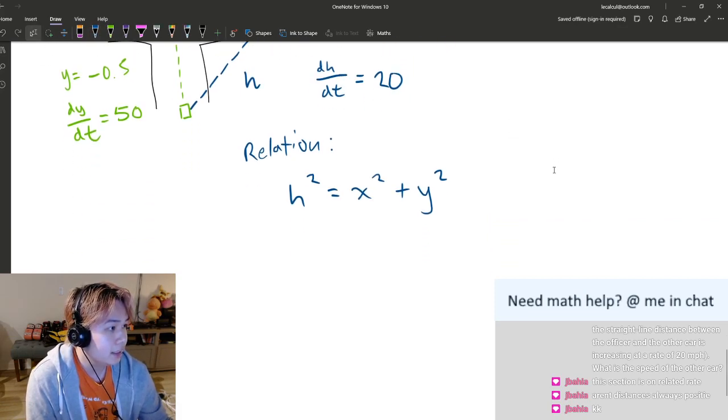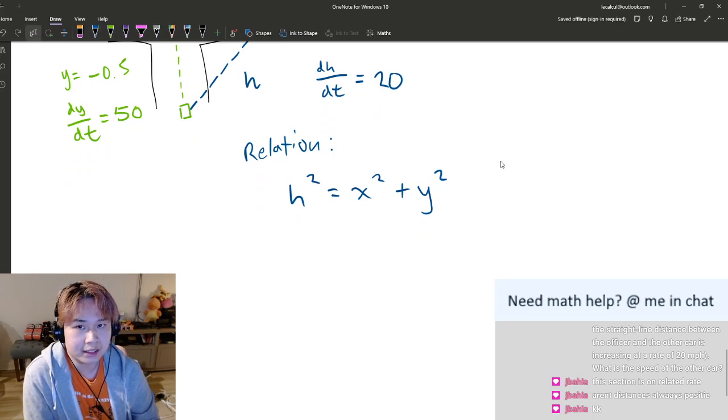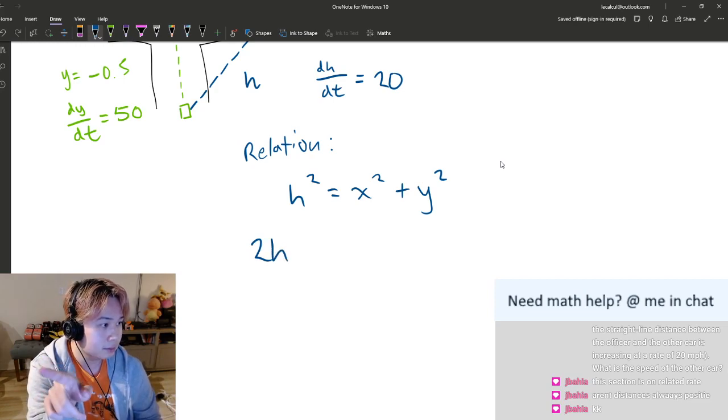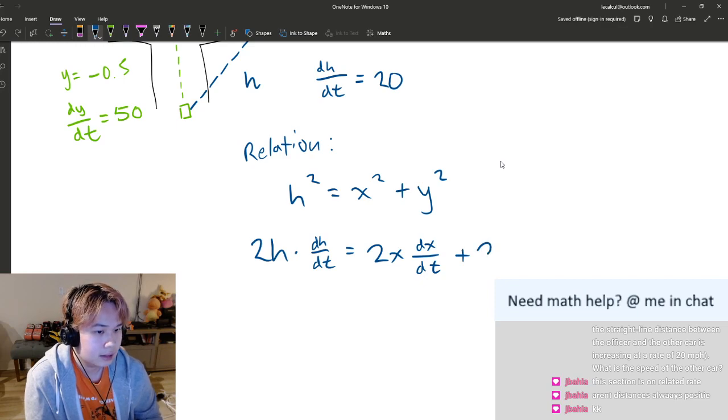And then once you have the relation, we just take the derivative, because we want to find out dx dt. So if I take the derivative of the whole thing, chain rule, each one is going to have, you take down the 2, and then you multiply by the derivative. So dh dt, 2x, dx dt, 2y, dy dt.